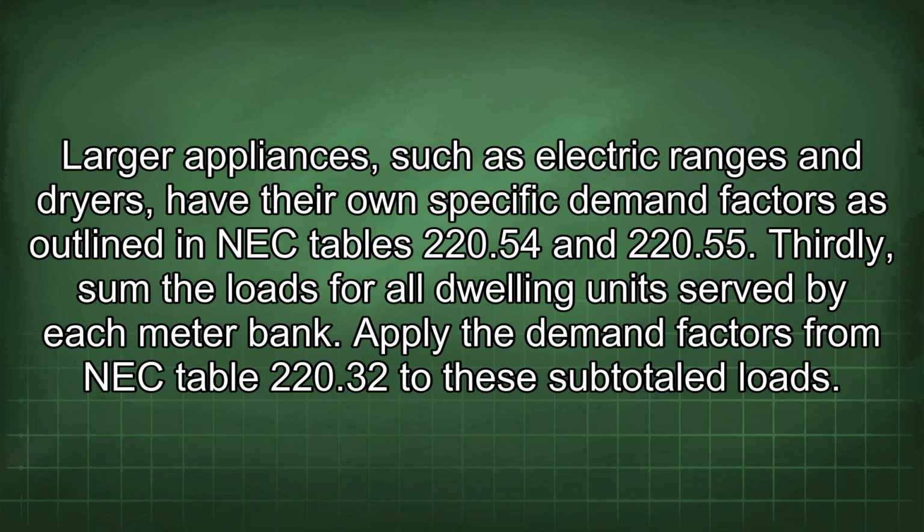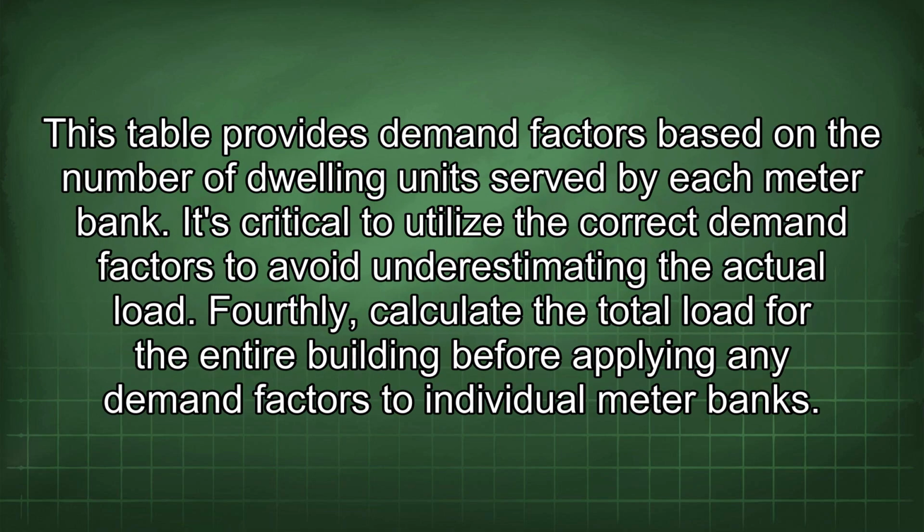Larger appliances, such as electric ranges and dryers, have their own specific demand factors as outlined in NEC Tables 220.54 and 220.55. Thirdly, sum the loads for all dwelling units served by each meter bank. Apply the demand factors from NEC Table 220.32 to these subtotaled loads. This table provides demand factors based on the number of dwelling units served by each meter bank. It's critical to utilize the correct demand factors to avoid underestimating the actual load.